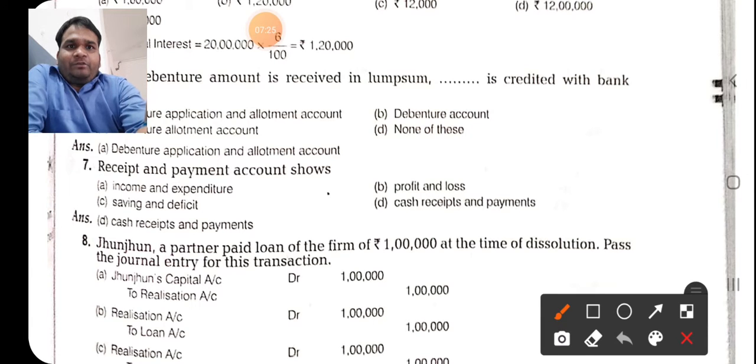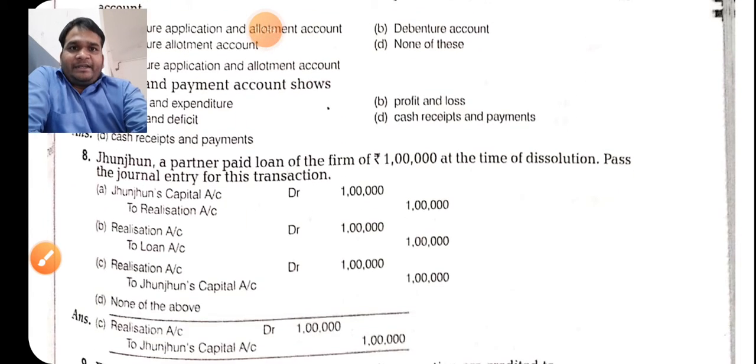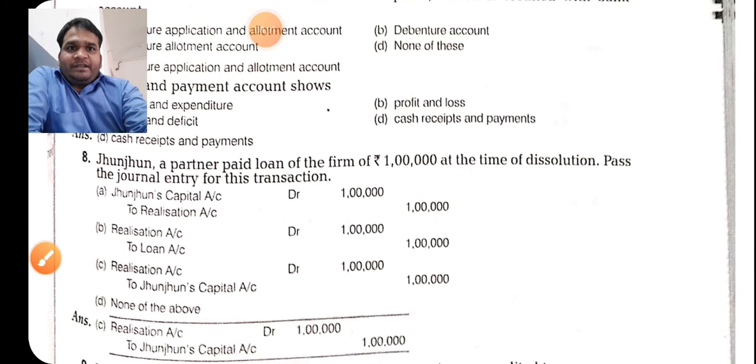The receipt and payment account shows what? Whether it shows income and expenditure account, profit and loss account, cash receipt and cash payment, or surplus and deficit. We always know that the receipt and payment account is a summary of a cash book. So it will show cash receipt and cash payment. All right, let us move on to our next question.